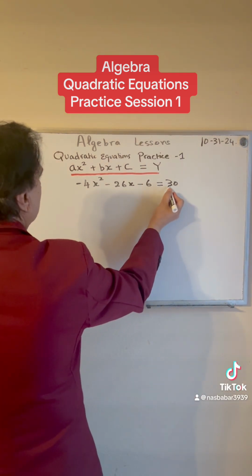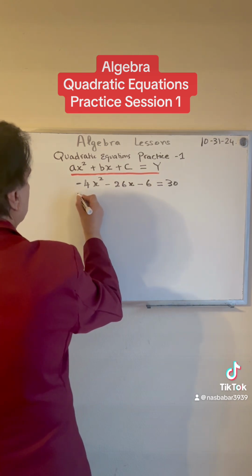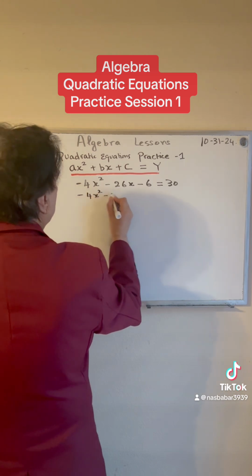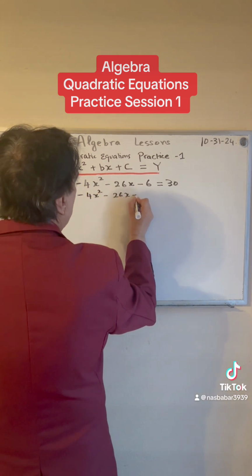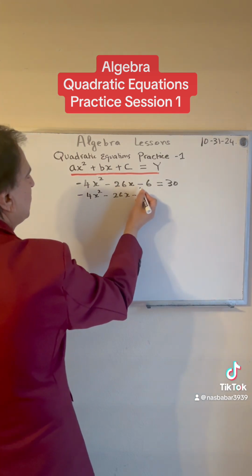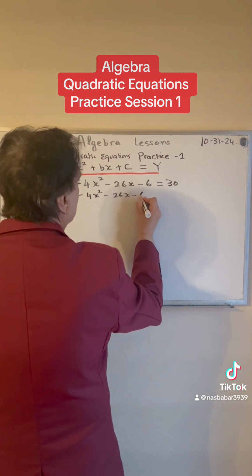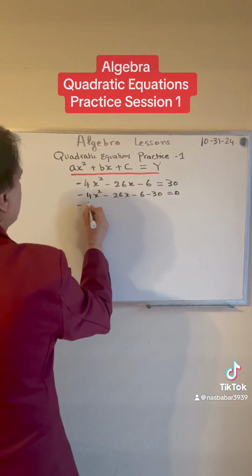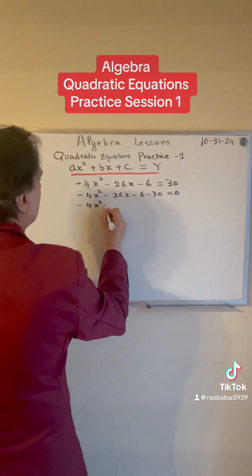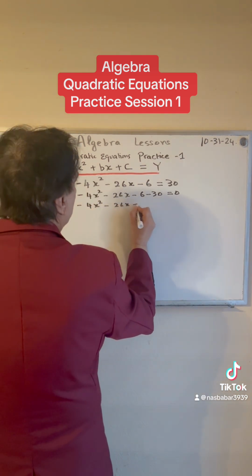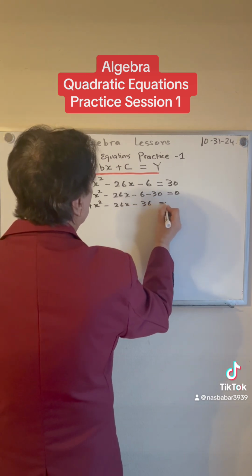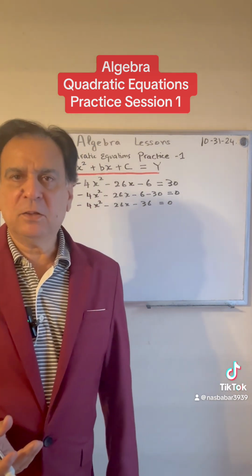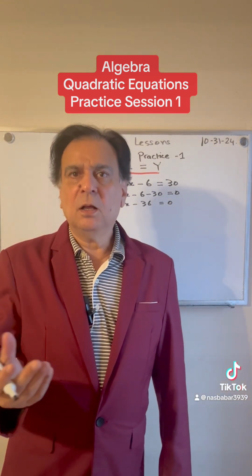I move this 30 to the left hand side of the equal sign. So I get minus 4x square minus 26x minus 6, and when I move the 30 to the left hand side, it also becomes minus, so minus 6 minus 30 is equal to 0. I can write this as minus 4x square minus 26x minus 36 is equal to 0. Now from here onwards, in order to find the value of x, you can use several techniques.